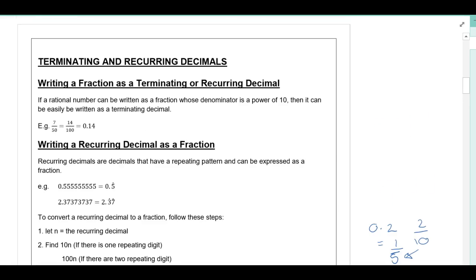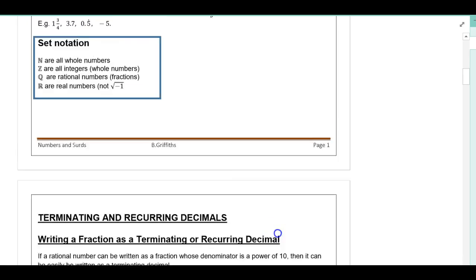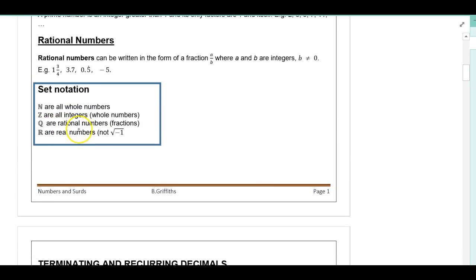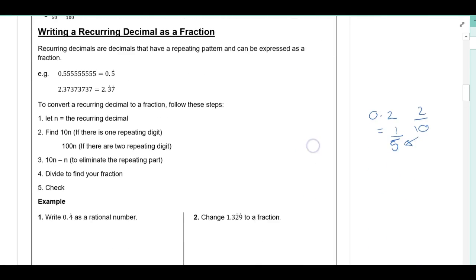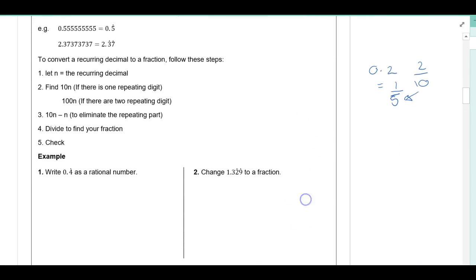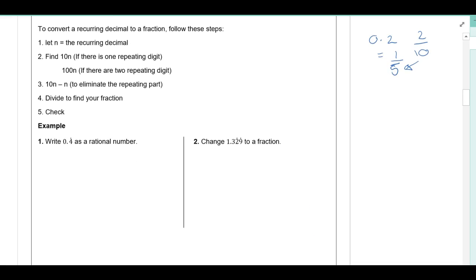It is a rational number because it can be written as a fraction, so it's important to be able to recognise these and to be able to do them. You'll love this because the steps you have to follow are the same for every single one, and it's pretty nice. So if I'm writing 0.4 reoccurring as a rational number, that's saying write it as a fraction.